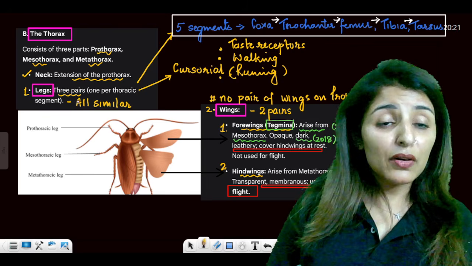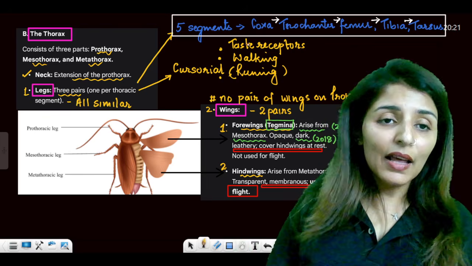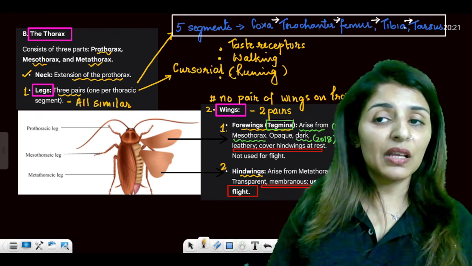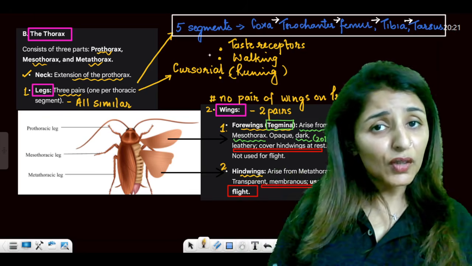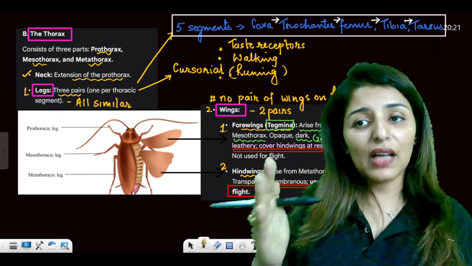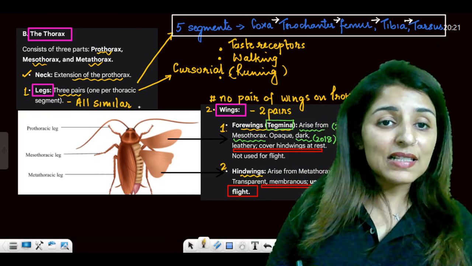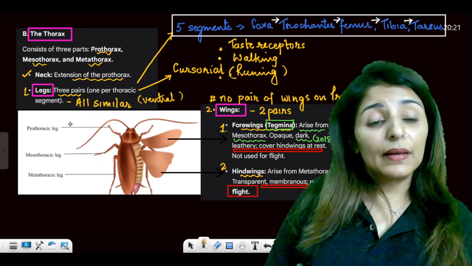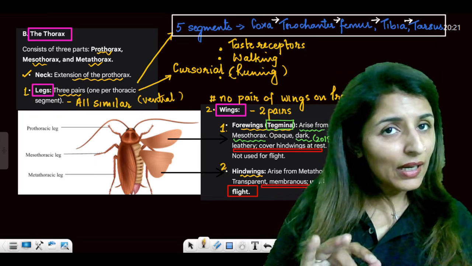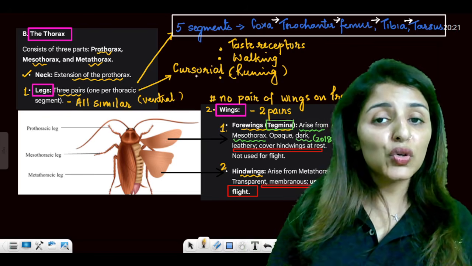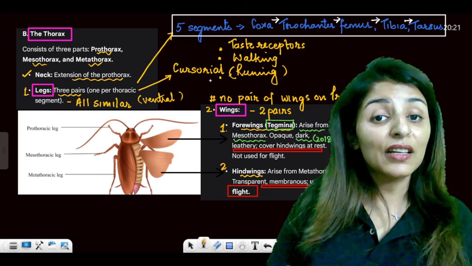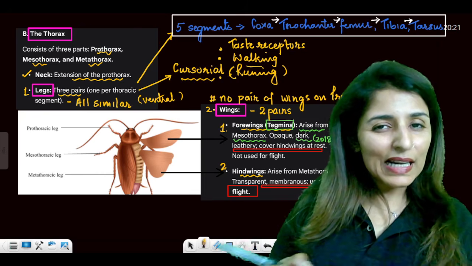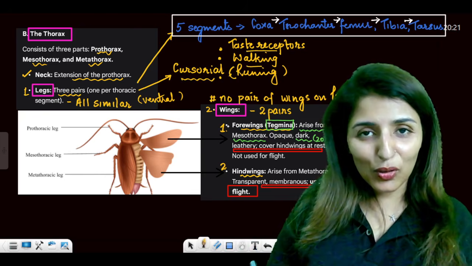Now, there are three pairs of legs. All the legs are similar and each leg consists of five segments, that is coxa, trochanter, femur, tibia, and tarsus in the order. Coxa is towards the body and tarsus is away from the body. Now legs are attached on the ventral side of the body. Is this clear? Then talking about the legs, all legs are similar. As I said, these legs are used for running because it is cursorial in nature. It is a fast runner. Also used for walking, and also interestingly, it has some taste receptors on the legs.